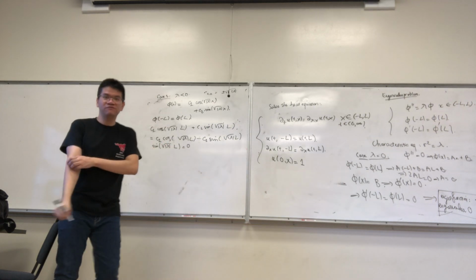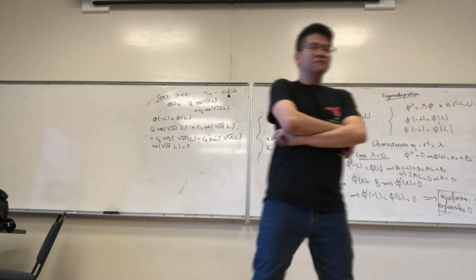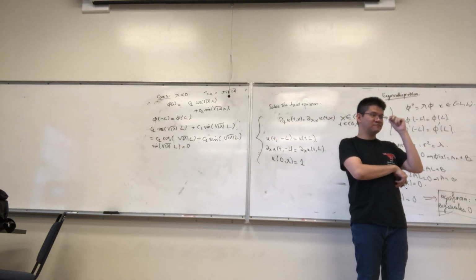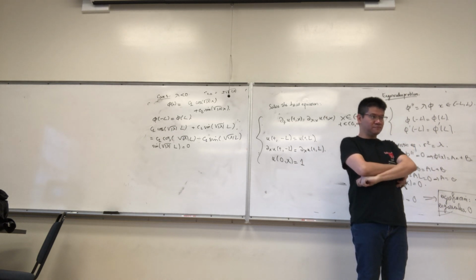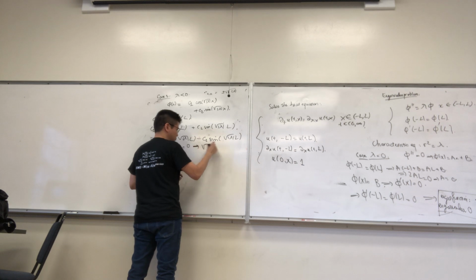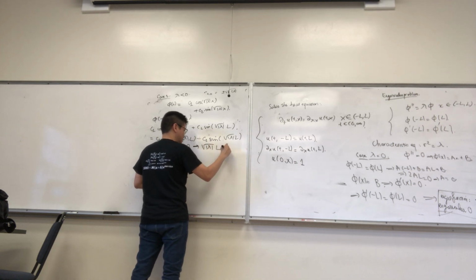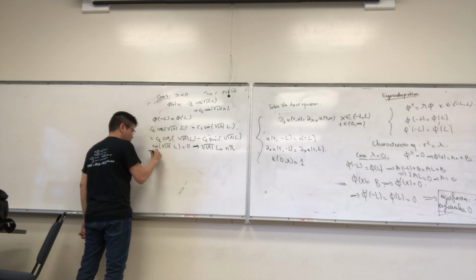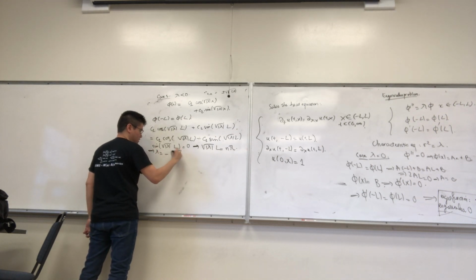So what is the value for lambda? You just set the square root of lambda L equal to n pi. So this gives me square root of lambda L is equal to n pi. All right. So lambda will be minus n pi over L squared.